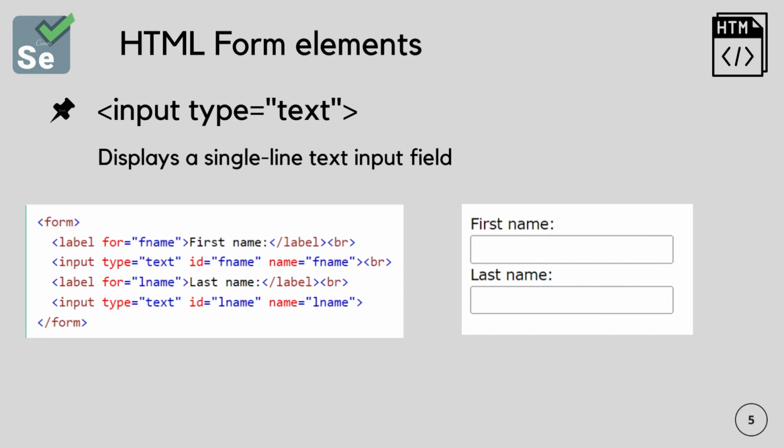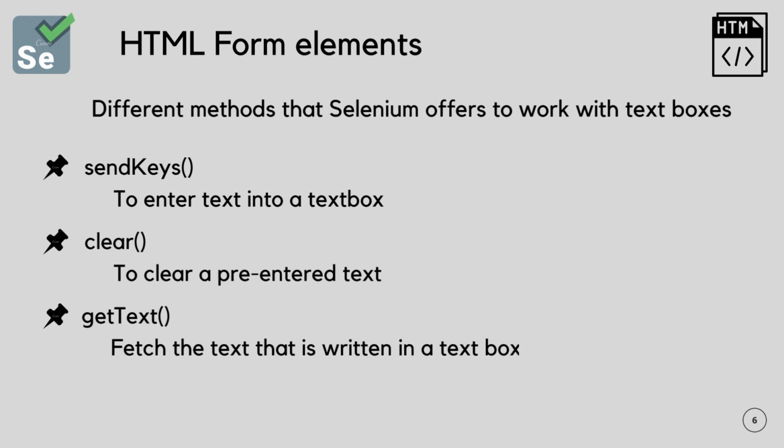In the first figure, it is mentioned that the input type is text and the corresponding label is given as first name. So in the corresponding output, we will get an input box with the label first name, and the user can type text in that input box. Different methods that Selenium offers to work with text boxes. Send keys. It is used to enter text into a text box. Clear. To clear a pre-entered text. Get text. To fetch the text that is written in a text box.